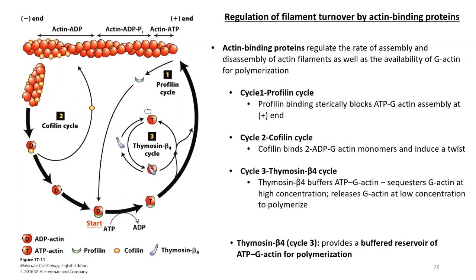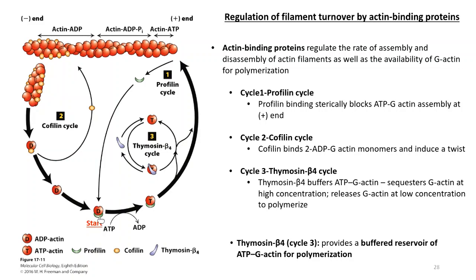Okay. So let's say this is the first cycle. Forget about this third one here. It starts here where D is the ADP version and T means the ATP version. These are called profilin, cofilin, and thymosin beta 4. So these are the three proteins we will talk about. The first cycle is called the profilin cycle. In this case, we have the ADP version of isolated subunits where the profilin molecule gets added at which end?